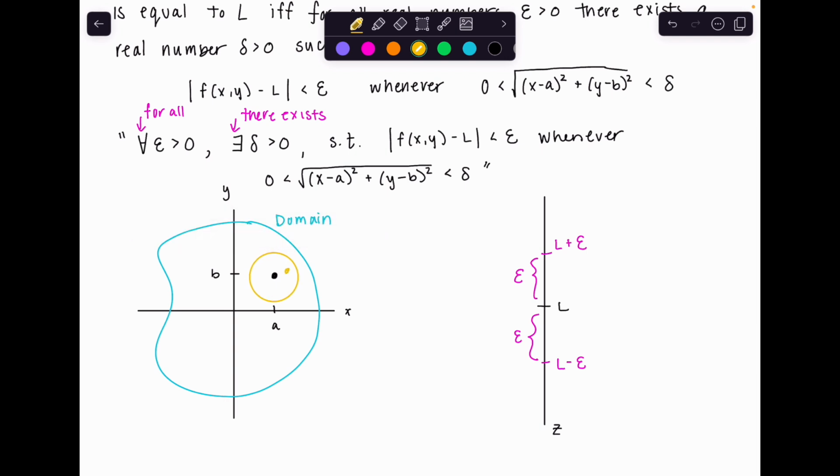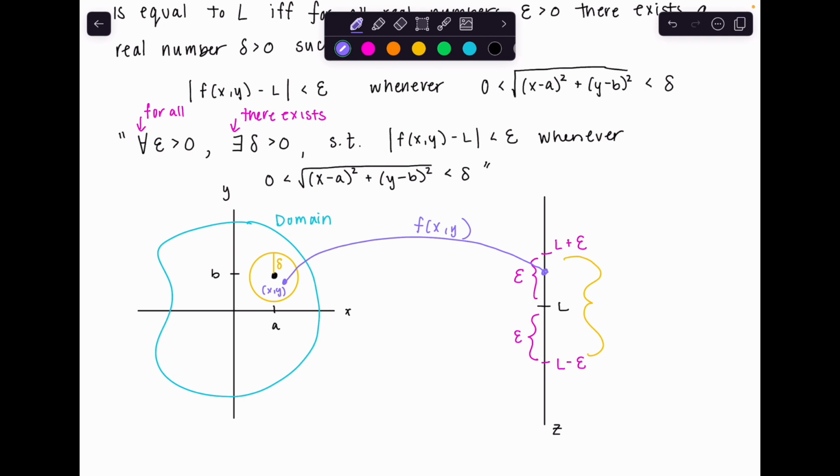So that no matter the value I pick inside this ball, it's going to give me within epsilon distance of that limiting value. So this is my delta radius. No matter the xy value I pick inside this ball, when I find the output of it, it's going to be within this range. So this is what my limit means.